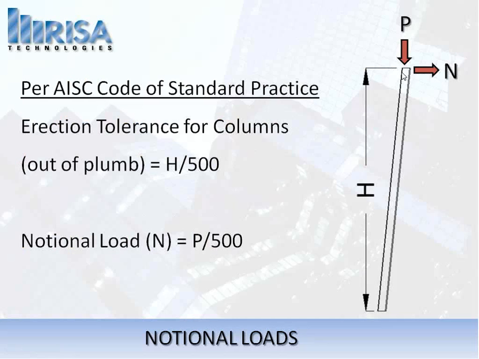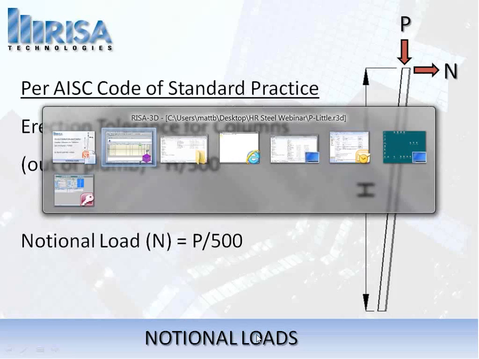And we can account for that by what's called a notional load. That notional load is a fictitious lateral load that we place on the top of a column that's been modeled as vertical, and that lateral load has a value equal to P over 500, which is that out of plumb tolerance. So in other words, that's 0.002 times the axial load that exists within that column.